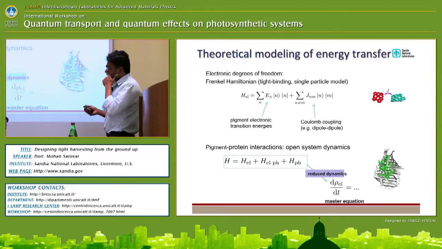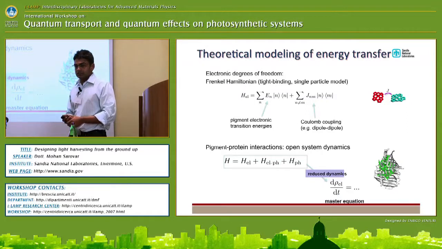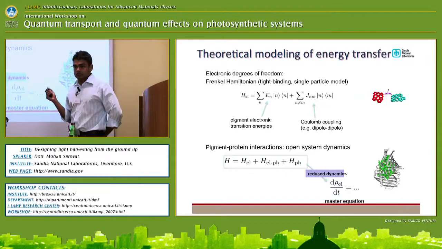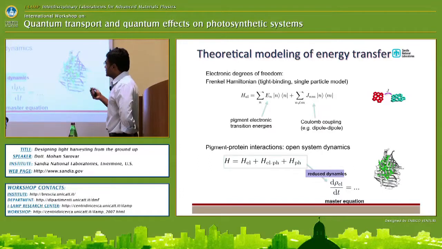So let's think about how we would model energy transfer in such systems. It begins with a Hamiltonian for the electronic degrees of freedom. You have a bunch of pigments that are coupled to each other. So you need transition energies for each one of the pigments, and you need some description of the coupling between the pigments. This is usually at the dipole-dipole approximation, but in reality it should be a full electronic coupling, or at least a Coulomb coupling.